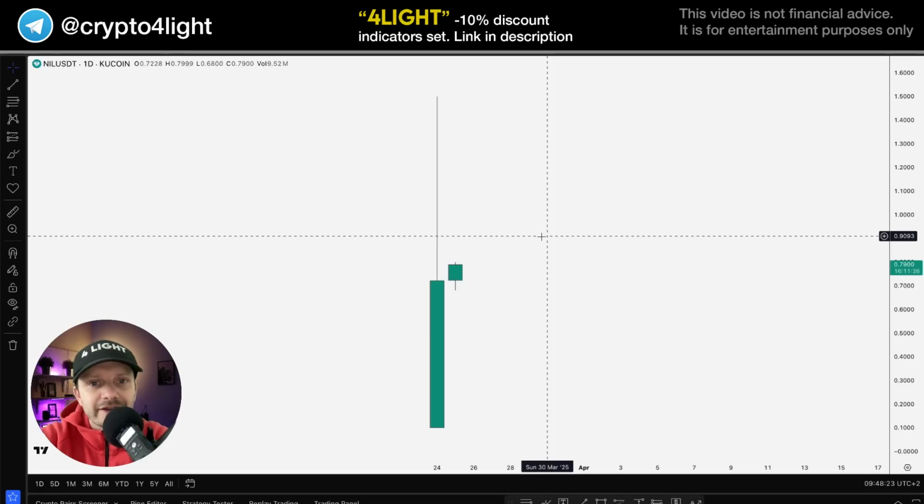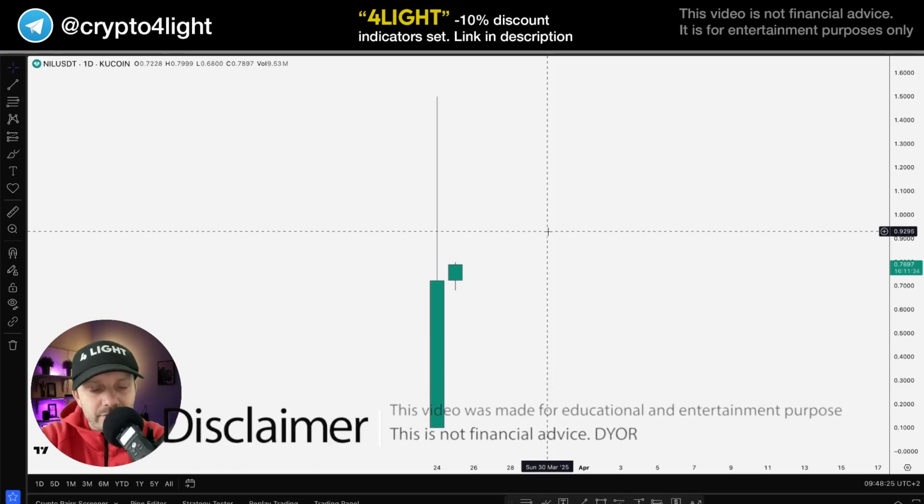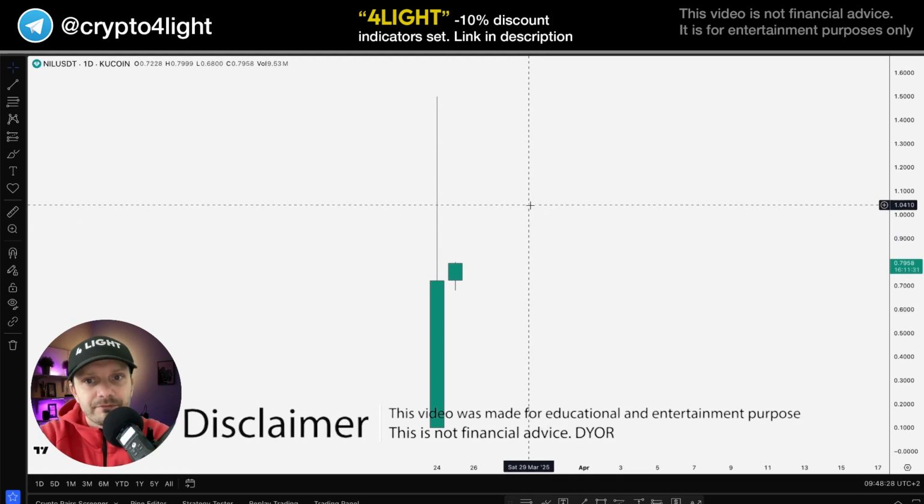Today we'd like to talk about the Nillion, Nil USDT trading pair, with my customer set after listing, zone of interest. Let's dive in.